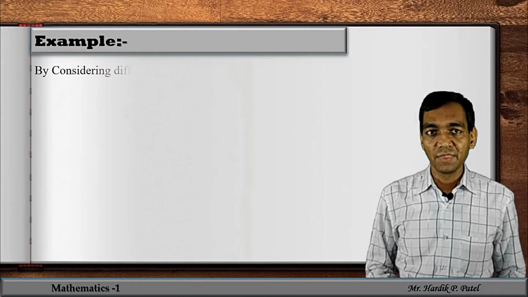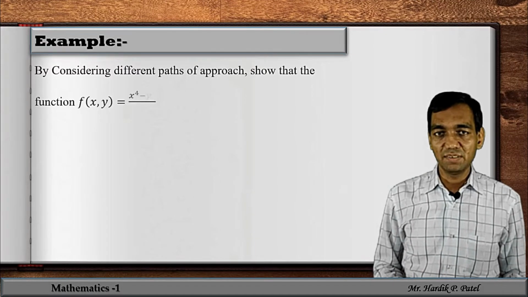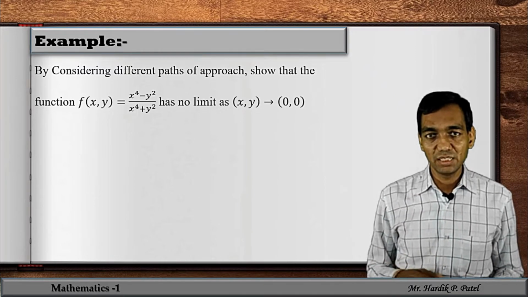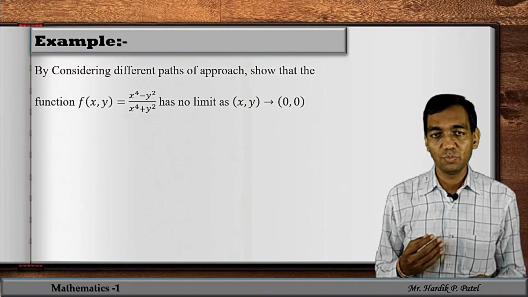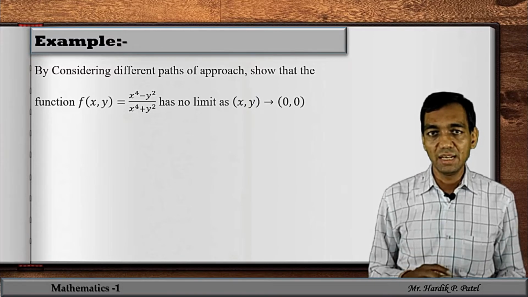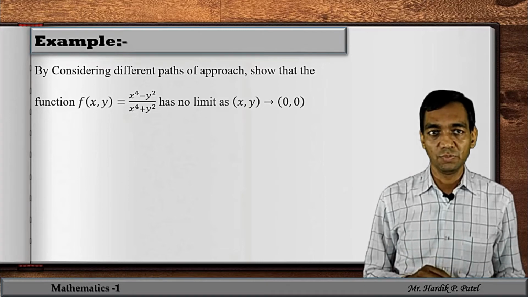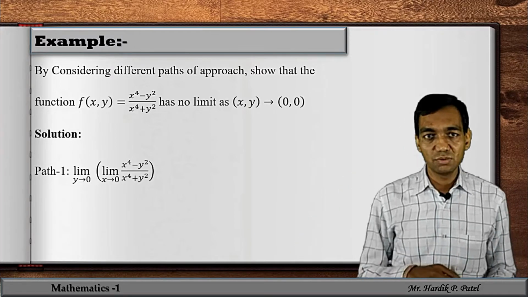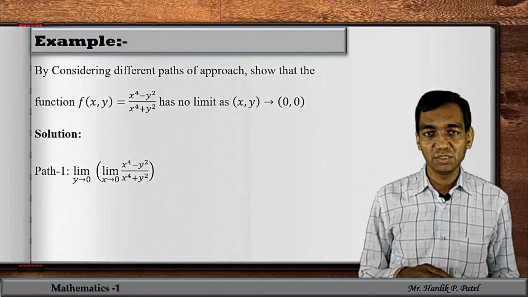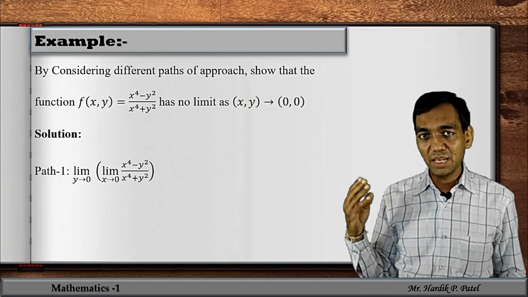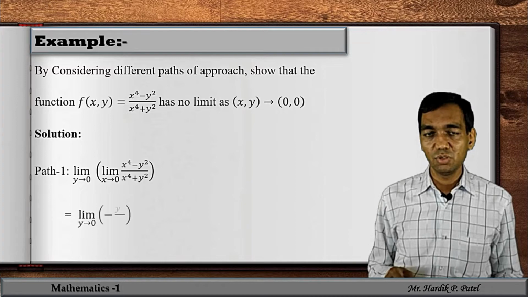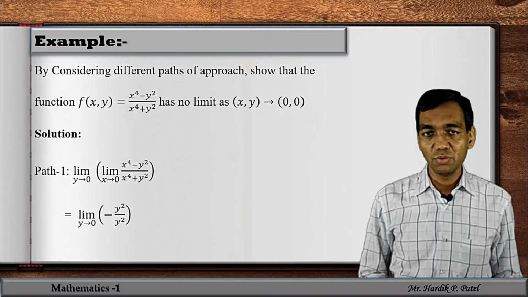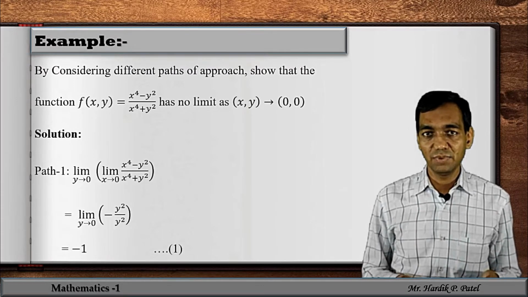In the same manner, by considering different path approaches, show that the function f of x comma y is equal to x raised to 4 minus y square divided by x raised to 4 plus y square has no limit as (x, y) tends to (0, 0). So first we start with path 1: limit y tends to 0, limit x tends to 0 of x raised to 4 minus y square upon x raised to 4 plus y square. If we apply the limit of x, then you will have limit y tends to 0 of minus y square upon y square, and that cancels out and you will have the limit minus 1. This is the first limit.